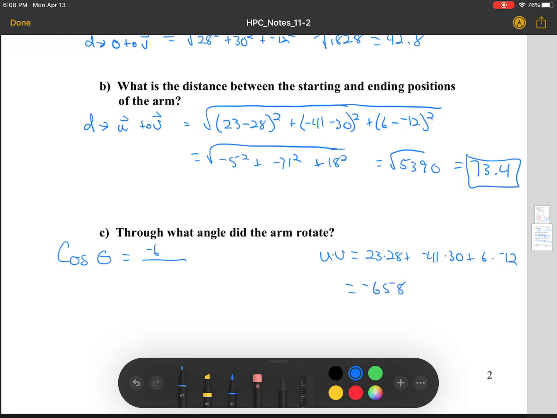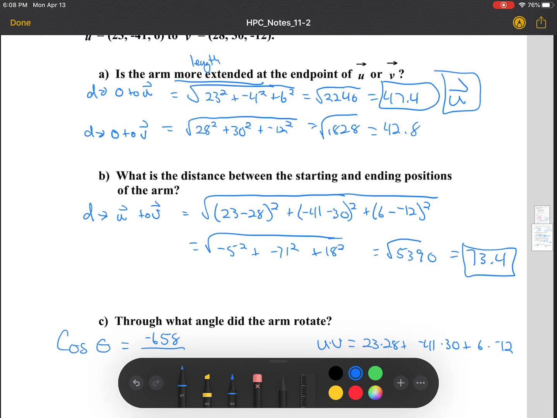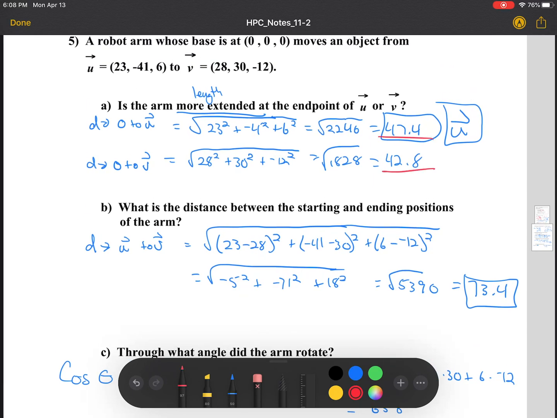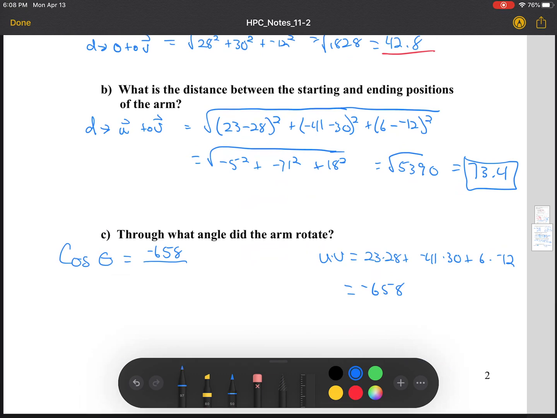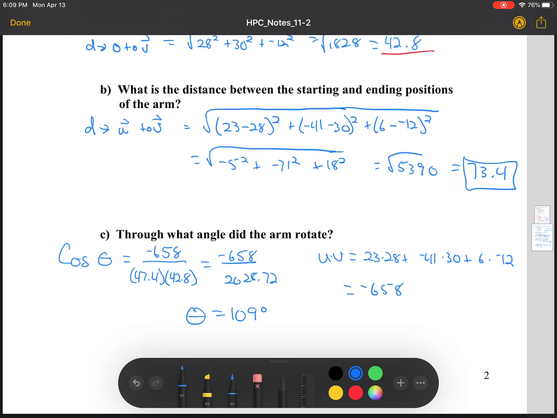Okay, solve that all out. I got negative 658. Okay, so it's going on top. We already know from A what our magnitudes are. If you look back up here, remember, our 42.8 and our 47.4. Already figured those out. Okay, plug it all in. And I got theta equals 109 degrees.